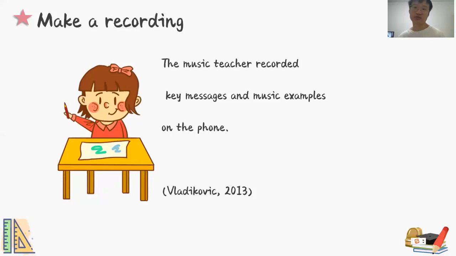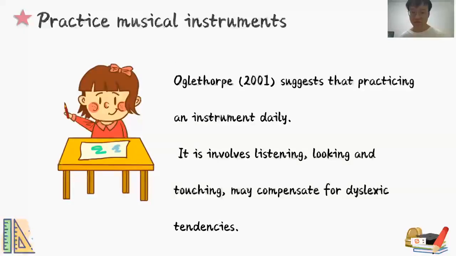And the fourth teaching method is making recordings. Philatelic proposed that the music teacher record key information and the music examples on the phone. The method helps students to review after class and to learn the key points of the teaching many times. The fifth teaching method is practicing an instrument. It suggests that practicing an instrument daily, which involves listening, looking, and touching, may compensate for dyslexic tendencies.